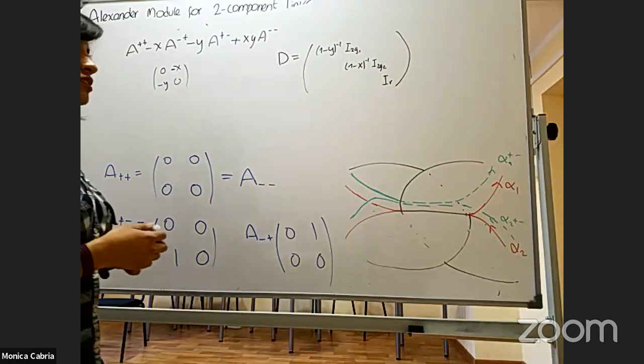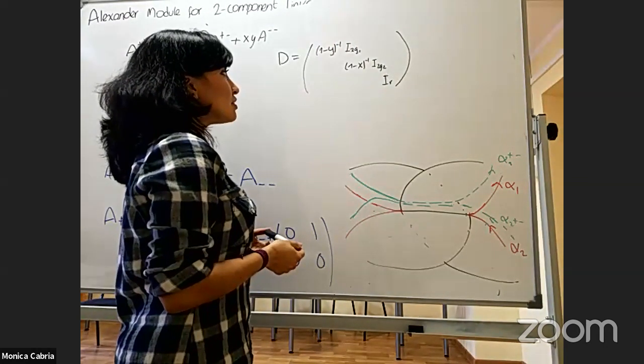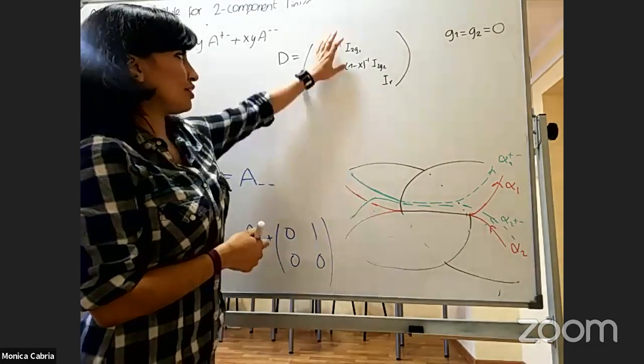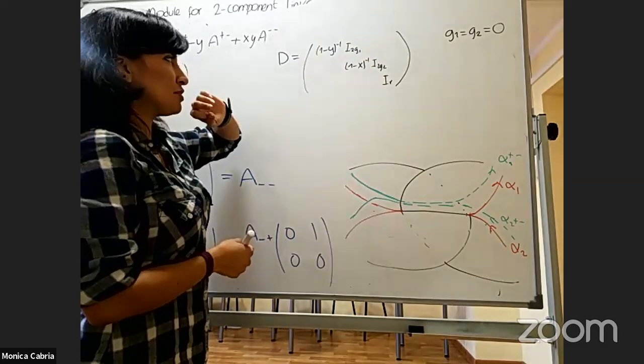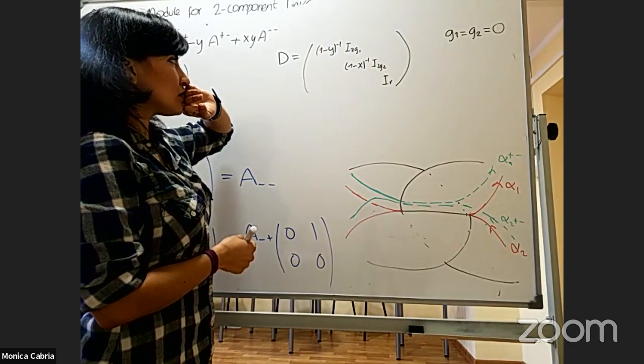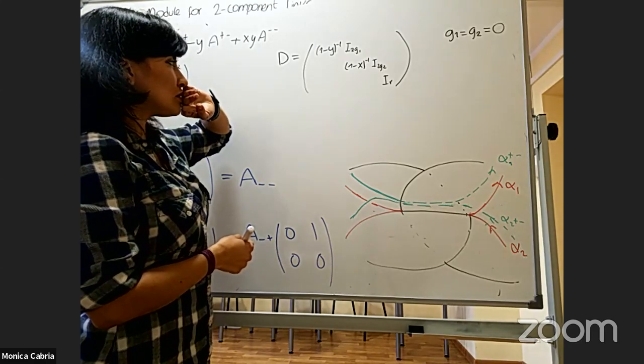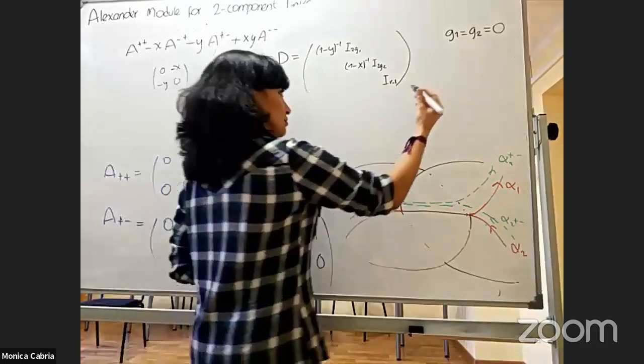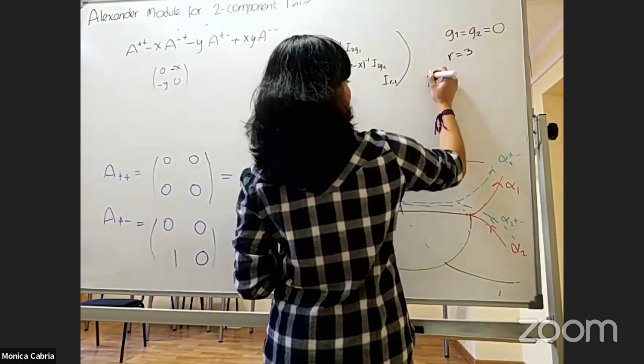So we have genus 0. Maybe you can write g1 equals 0 and g2 equals 0. Both are 0, so we have nothing here, and only this, and we have 3 clasps. Right. Well, I think it should be I R minus 1. Minus 1, yes. So R equals 3, and that's a 2 by 2 identity matrix. So we will have this.